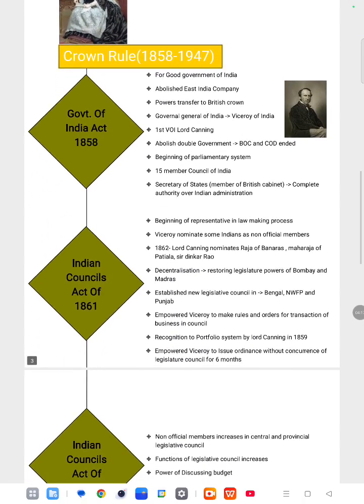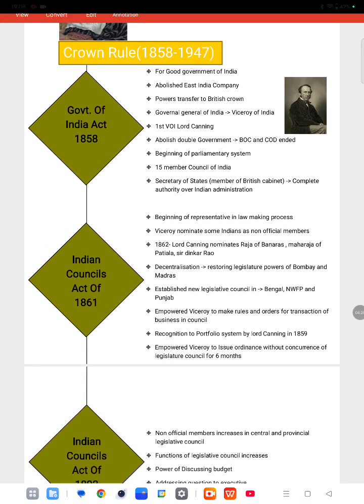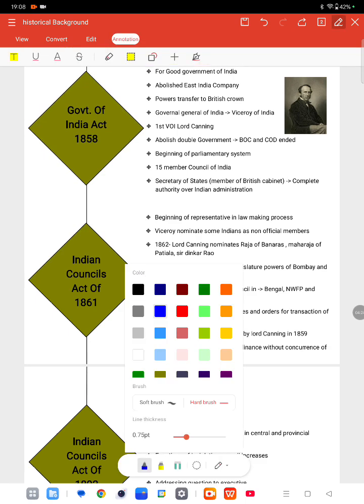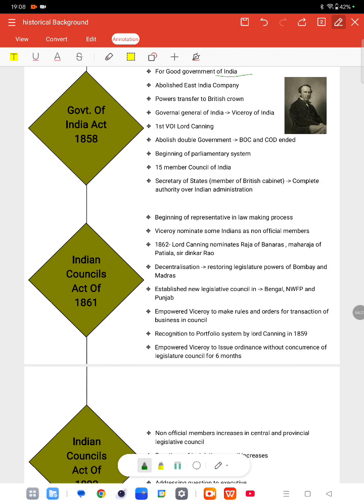Now Crown Rule comes into the picture. For the good government of India, they called it the Good Government of India Act. They abolished the East India Company, and power was transferred to British rule. Here we know that the Governor General of Bengal, then we started calling it Governor General of India. Now we call it Viceroy of India. The first Viceroy was Lord Canning. Now they abolished dual government, as the Board of Control and Court of Directors ended.